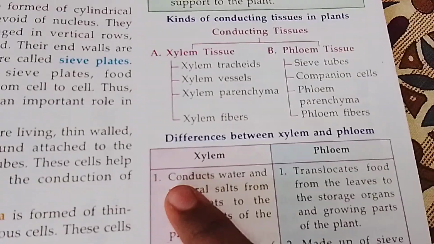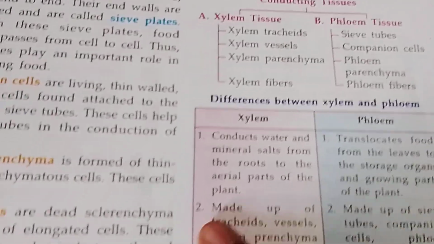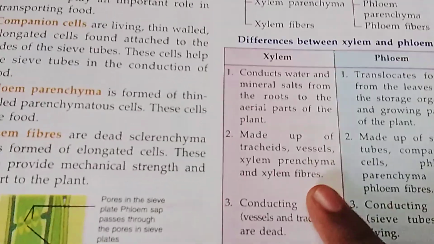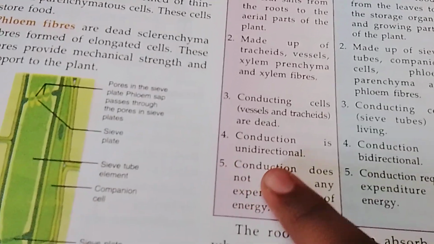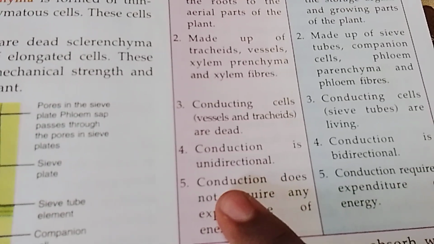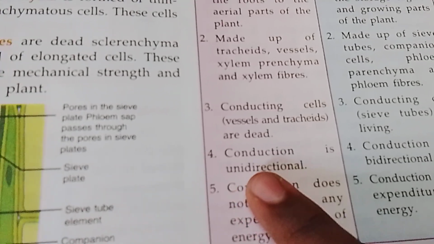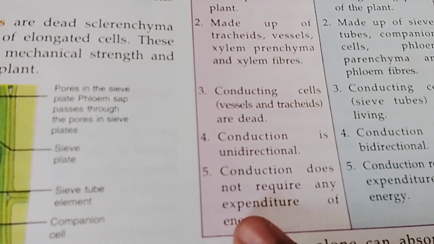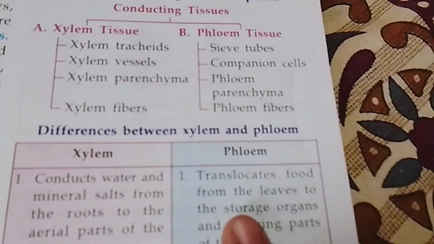Difference between xylem and phloem. Xylem conducts water and mineral salts from the roots to the aerial parts of the plant. It is made up of tracheids, vessels, xylem parenchyma, and xylem fibers. Conducting cells, vessels, and tracheids are dead. Conduction is unidirectional. Conduction does not require any expenditure of energy.